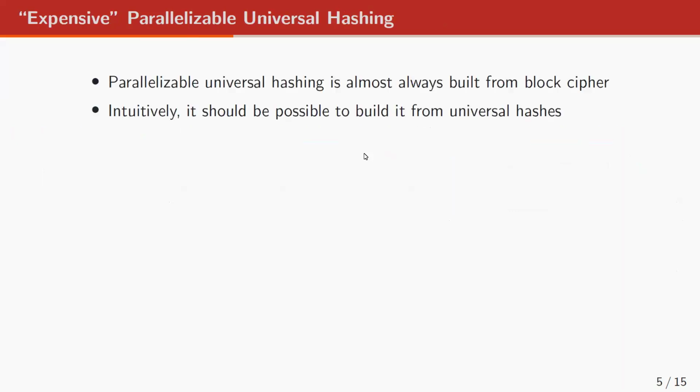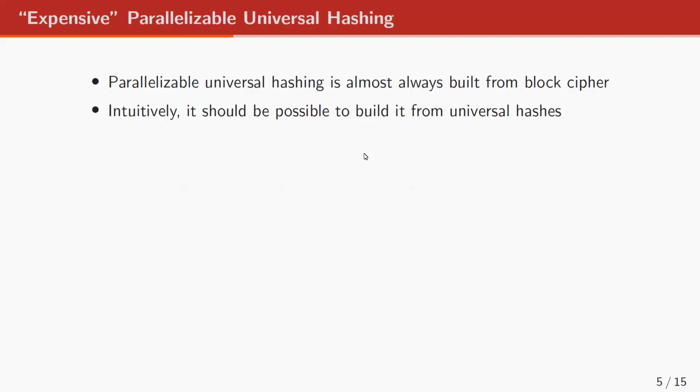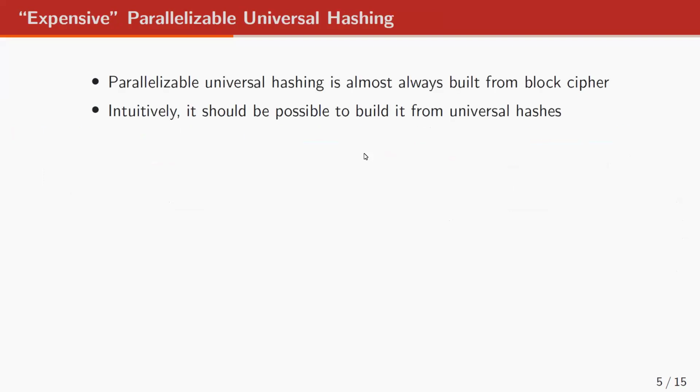So far, so good, famous schemes. But if you look at these ones, the part that serves as universal hash function, also in the security proof, it is typically proven that this portion behaves like a universal hash function, is in practice almost always built from a block cipher. So that sounds overkill. You use a strong primitive to build a universal hash function, which is typically required to have weaker properties. And intuitively, it should be possible to build the main bulk processing function from universal hashes. So ideally, we don't want to use a block cipher here, but something that's lighter, like a universal hash function.